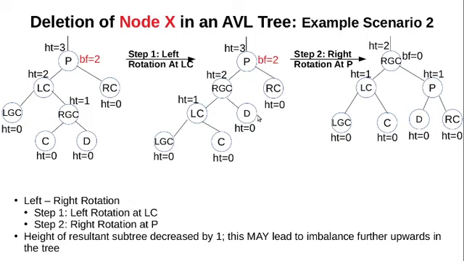In this case, the right subtree of RGC has only one node D. As per the BST property, value of D is greater than RGC and less than P. So, it can be attached on the left of P without violating the binary search tree property. The resultant tree is shown on the right of the slide.